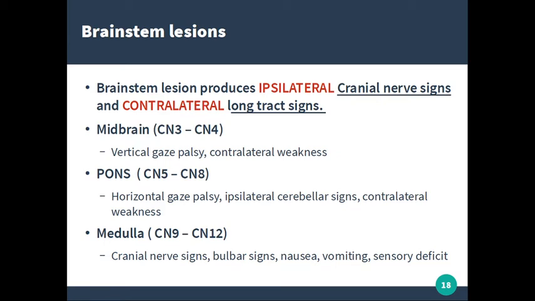In the pons, you're going to get affected usually the cranial nerve 5 and 8, resulting in a horizontal gaze palsy, an ipsilateral cerebellar sign, and a contralateral weakness. The horizontal gaze palsy is usually due to cranial nerve number 6, abducent nerve. Whilst the medulla, where we have the cranial nerve 9 to 12, we're going to get bulbar signs. Alright, cranial nerve signs plus bulbar signs with nausea, vomiting, and sensory deficit.